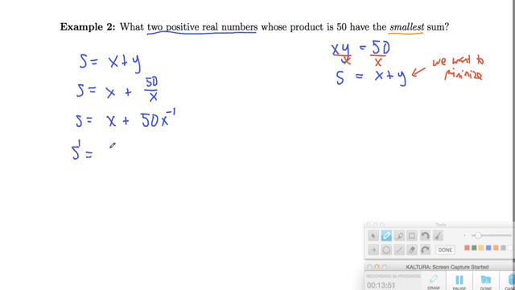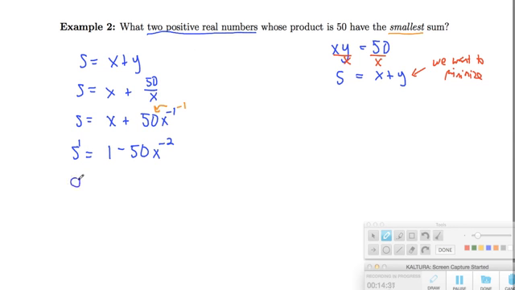So the derivative of x is just 1, right? 50 times negative 1, remember how to take the derivative here. Do it the same way. Pull the power down and then subtract 1 from the power. So this becomes a minus 50 x to the, and when you drop a power by 1, you actually drop it down to negative 2. And of course, that's the same thing as 50 over x squared.